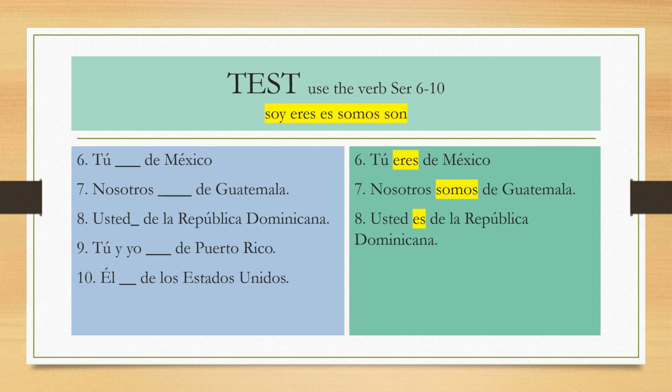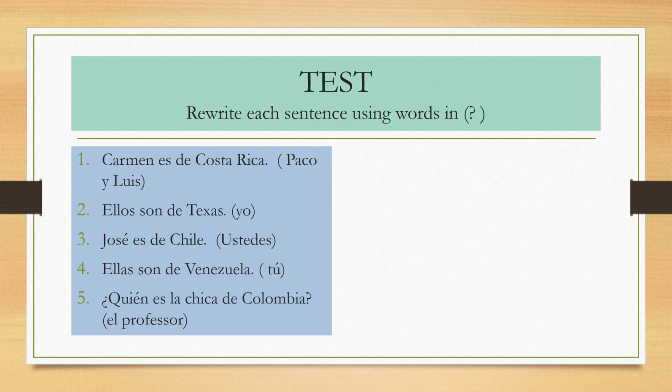9. Tú y yo, including yourself. It must be like in we. So, tú y yo somos de Puerto Rico. Número 10. Él, simple, he, él. Él es de los Estados Unidos. Los Estados Unidos. I know you did well in this.